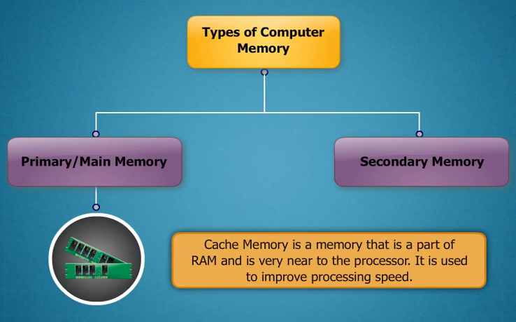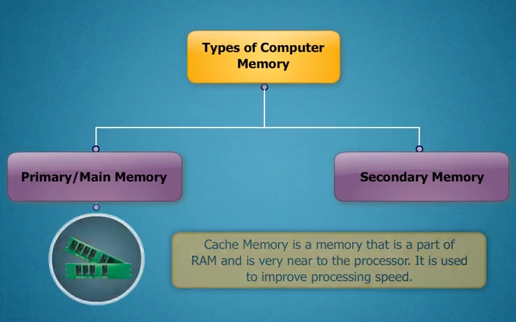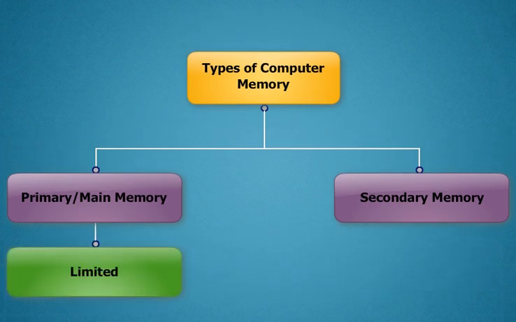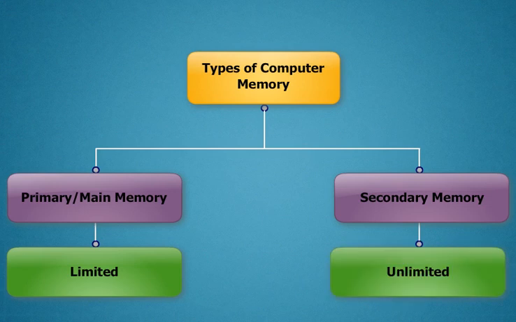Cache memory is a memory that is a part of RAM and is very near to the processor. It is used to improve processing speed. Primary memory is limited, so to store unlimited data, we use secondary memory. Let us understand why it is secondary.